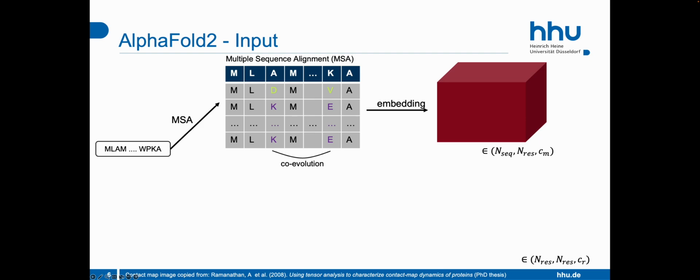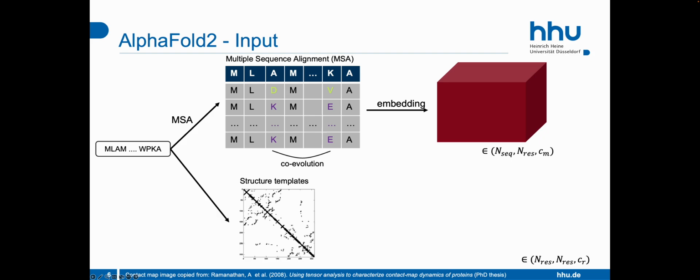Since we have multiple sequences, this does not result in a matrix of dimension number of residues, or amino acids, times hidden dimension, but it results in a 3D tensor of dimension number of sequences from the multiple sequence alignment, which is denoted by nseq, times the number of amino acids, denoted by nres, times the hidden dimension cm.